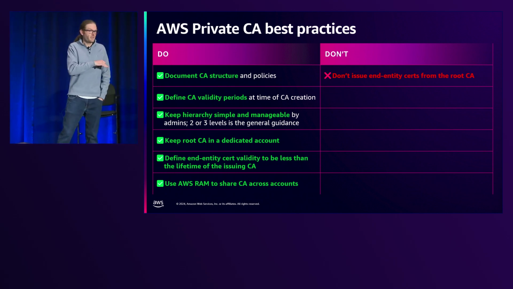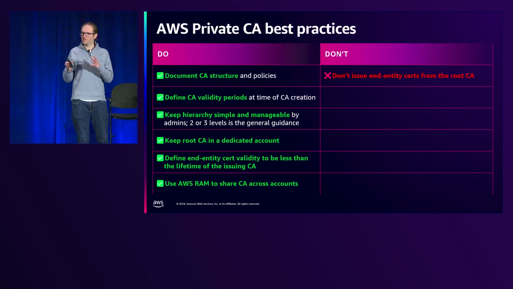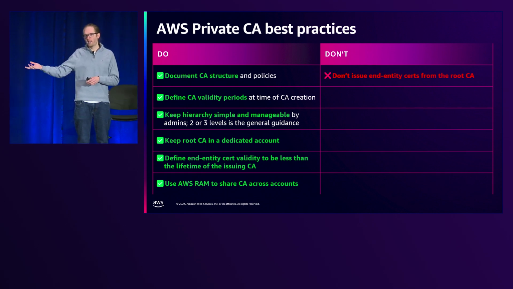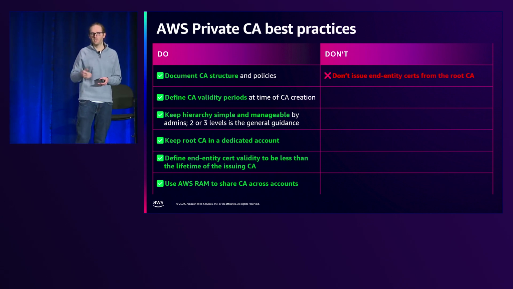And then use RAM to share CAs across accounts. Really, it's a cost thing primarily, but also governance a little bit, right? Because, like in Tony's example, you have all your CAs in a central account and you've restricted access to that account. Well, now some random app developer can't go and accidentally delete that CA or make some configuration change to it.